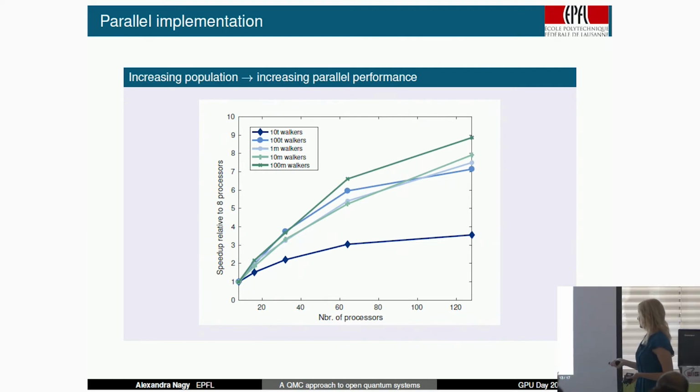This is due to the fact that the bigger population I use, the larger fraction of the Hilbert space is spontaneously occupied, so it means the load is more evenly balanced. Everyone is working and they don't waste time on communication.